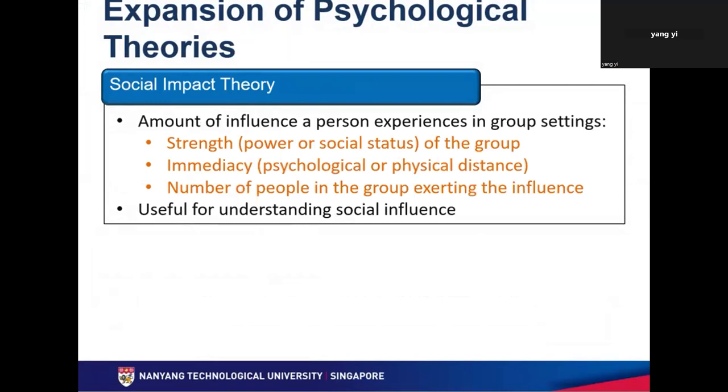Another theory that has not been really explored well in our literature of social computing, specifically online social computing, is social impact theory. And what is this? This theory states that the amount of influence a person experiences in a group setting is impacted by three things: strength, which is power or social status of the group; immediacy, both psychological and physical distance, how close these group people are in terms of not only physical distance, but also psychological distance, how close they are in their thinking, in their mental processes; and the number of people in the group exerting the influence. Once again, if you look into the literature of social influence as an example of a problem, and you can extrapolate that to any other literature in social computing, you won't see papers which really consider this to model social influence.